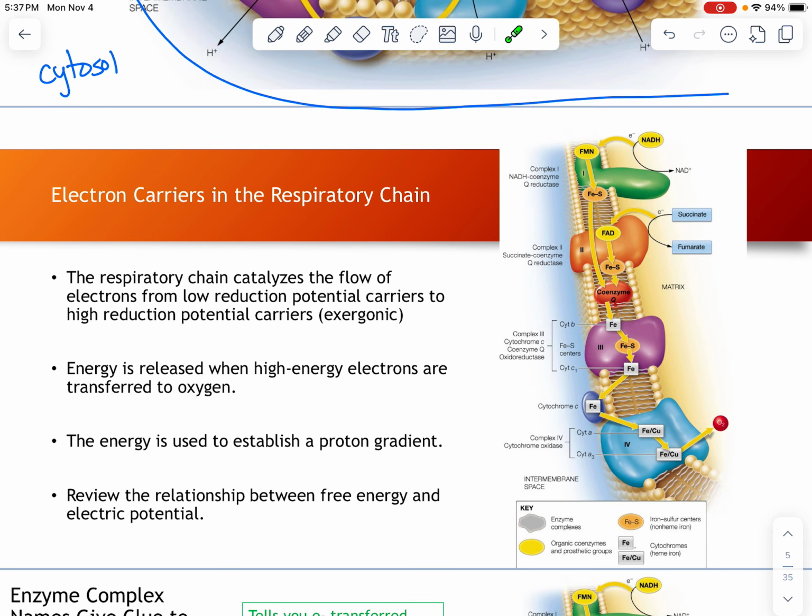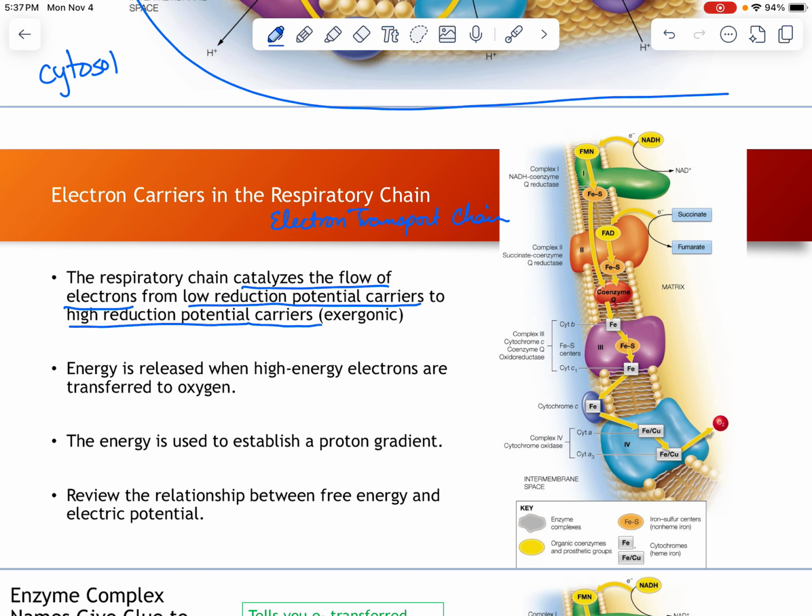So just a few more notes. First of all, respiratory chain is another term for the electron transport chain. And this is a little bit of what we just said, that this respiratory chain catalyzes the flow of electrons from low reduction potential carriers to high reduction potential. We're going to review our electrochemistry.